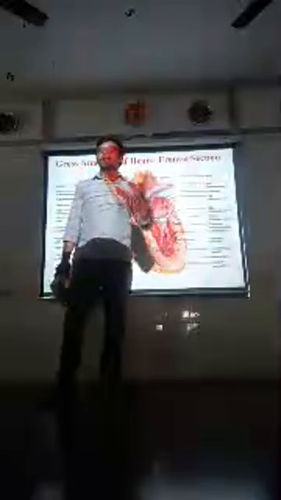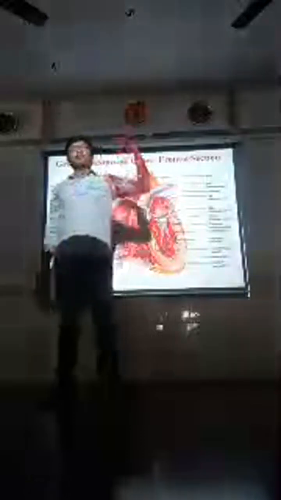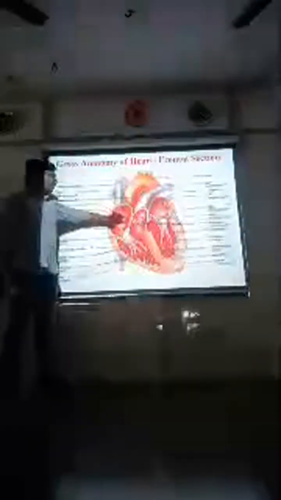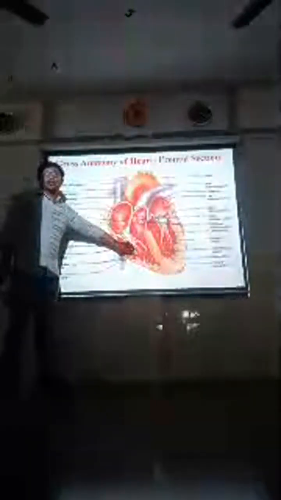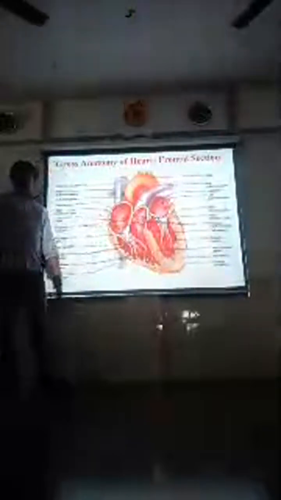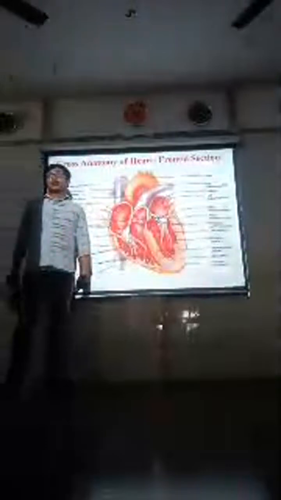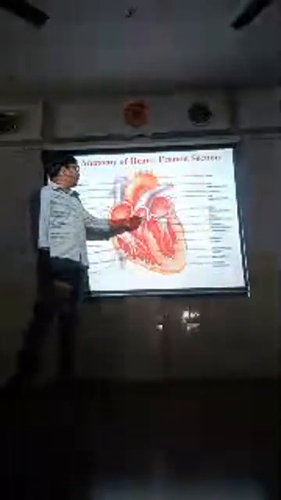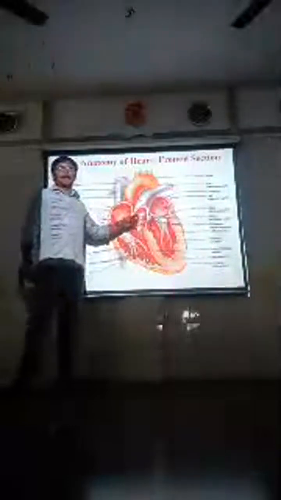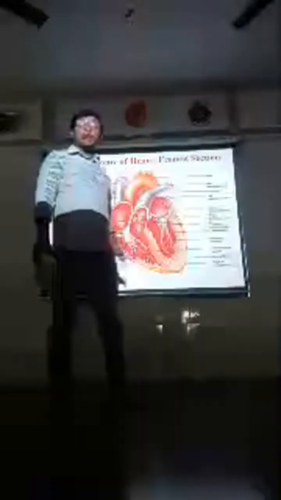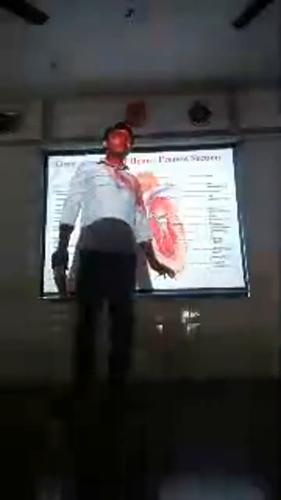They allow the blood to pass from the highest point to the lowest. From the right atrium, they allow the blood to pass to the right ventricle, and they prevent regurgitation of blood into the right atrium again. Same with the aortic valve, same with the pulmonary semilunar valve. Am I clear? Yes, sir.